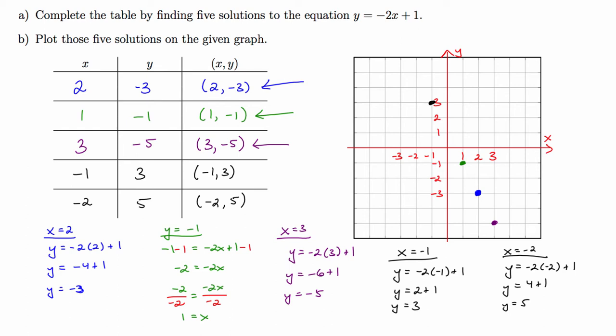And finally, to plot the point -2, 5, we again begin at the origin. We go to an x value of -2 and a y value of +5.